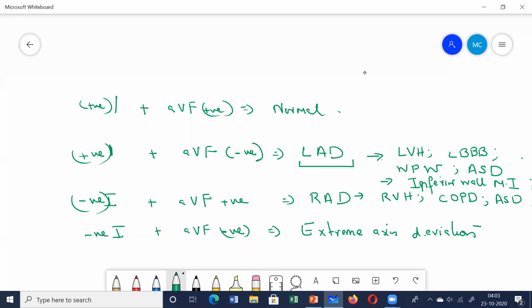And I told you in the beginning about extreme axis deviation. Sometimes, when there is misplacement of the leads, when there's reversal of the electrodes of 1 and 2, or in case of dextrocardia, you can get the extreme axis deviation. So this is about your axis deviation. Here we have discussed the basics of ECG. Then we shall study in the next class about the different types of cardiac arrhythmias.